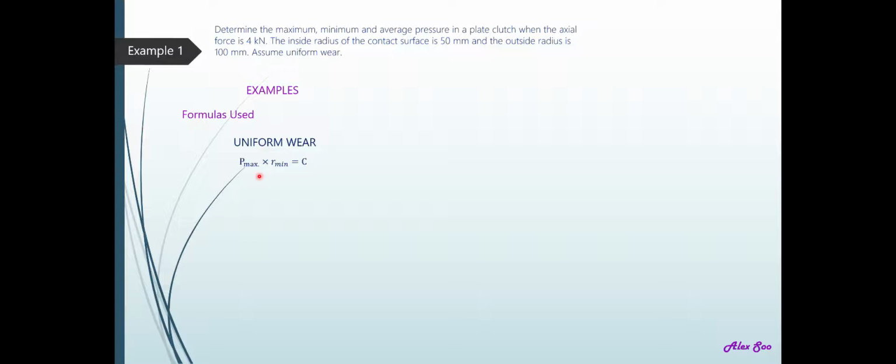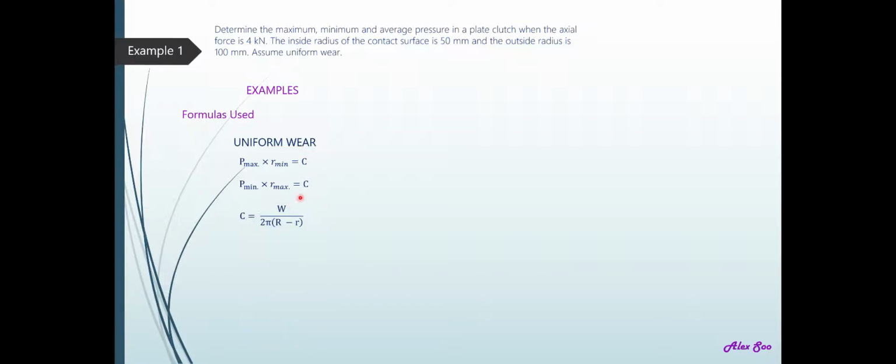You have P max times R min equals the constant C, which enables you to find the maximum intensity pressure. Then you can use P min times R max equals C, where R max is the outer radius of the frictional lining material, and P min is the minimum intensity pressure, which we have to find based on what is asked in the question.